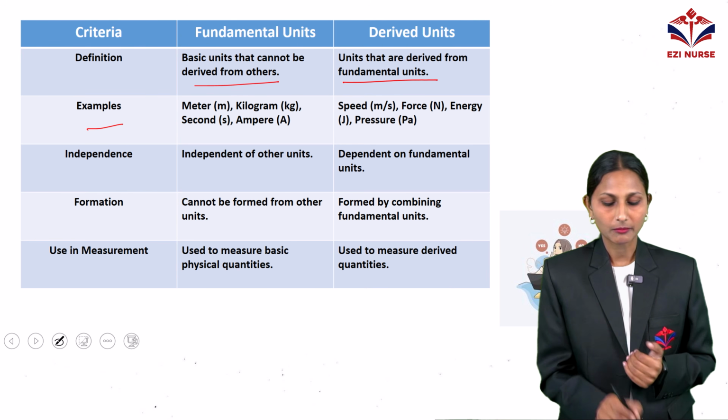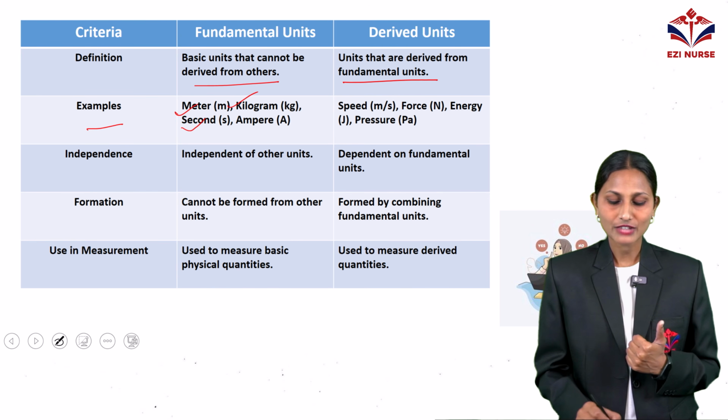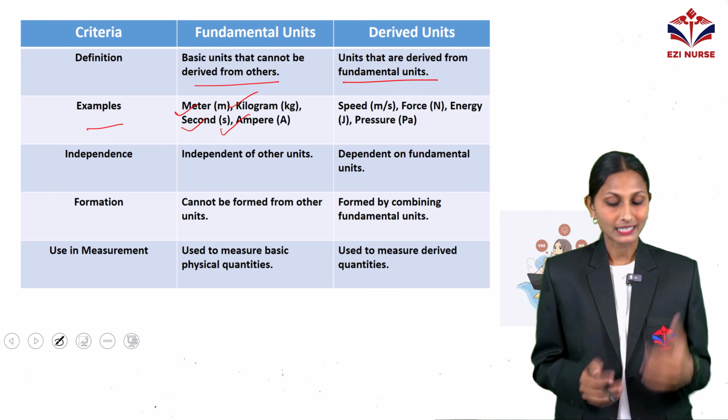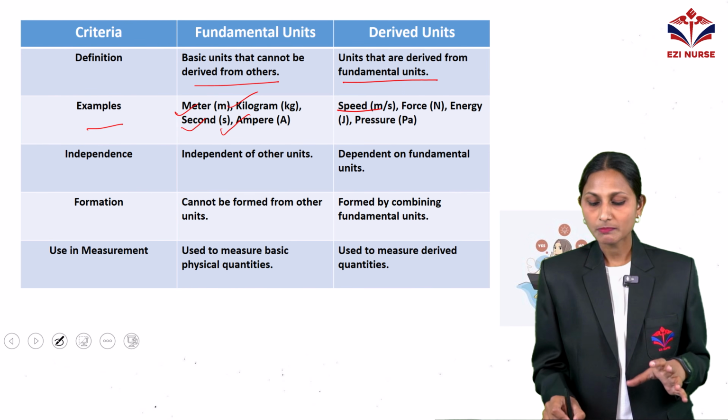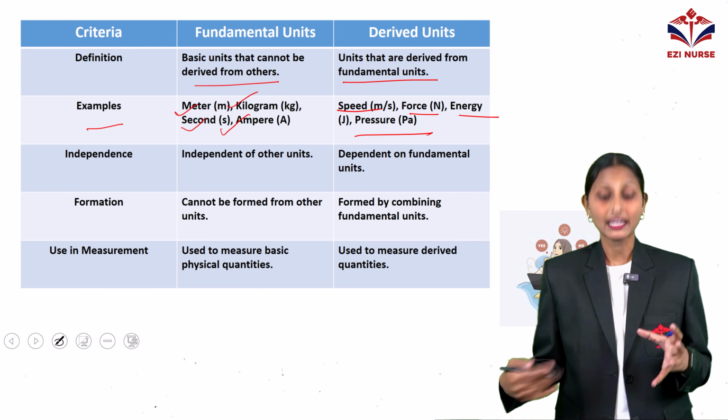Next one is examples. Meter, kilometer, second, ampere are examples of the fundamental unit. Then speed, force, energy, pressure are examples of the derived unit.